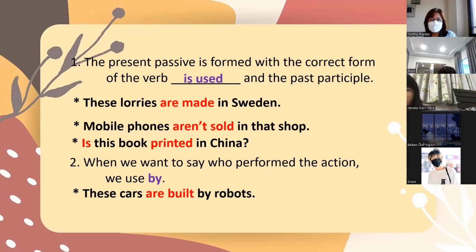Mobile phones aren't sold in the shop. Okay, aren't sold in the shop. Okay, what is the present simple of sold, Haruka? Sell. Sell, very good. Baikal, for the third sentence.